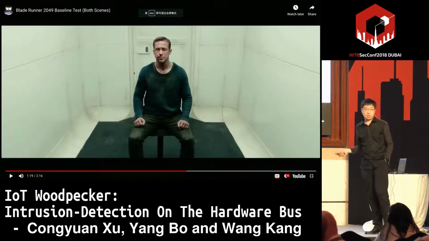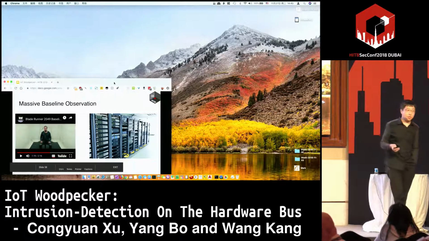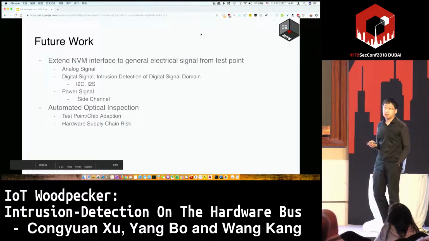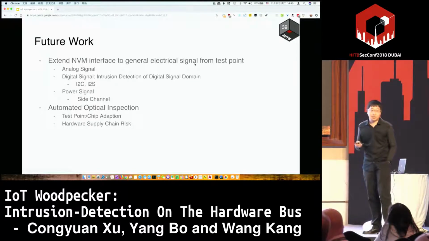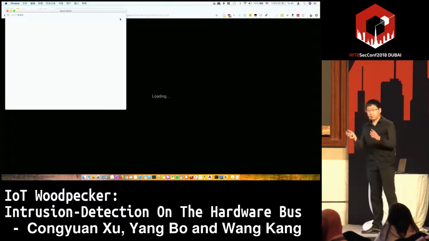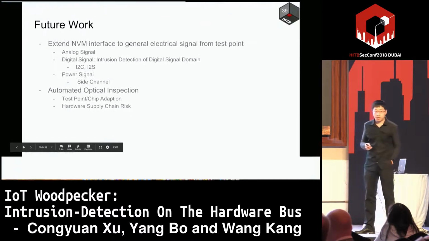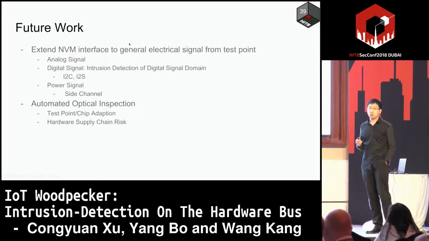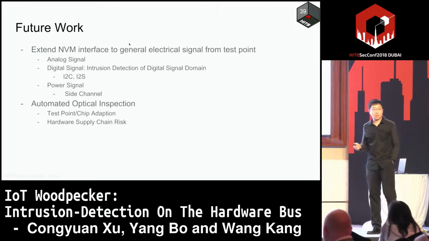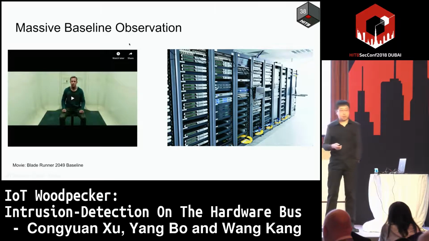Okay, this movie clip is from the movie called Blade Runner 2049, and in this clip, a cloned agent is answering several questions. Actually, he is being tested to ensure the cloned agent does not develop self-consciousness. The basic theory is that if something goes wrong, or he has already generated his own self-consciousness, the answers to the questions would be different. The same theory could be applied to our devices.